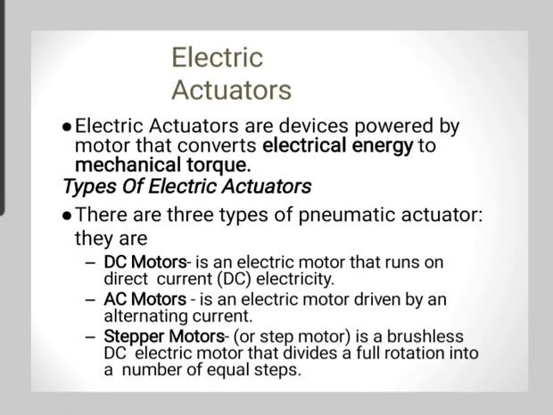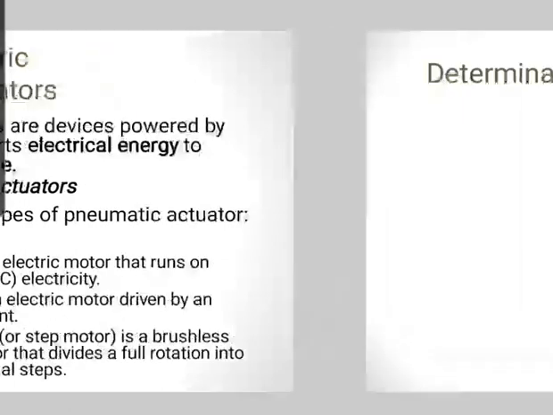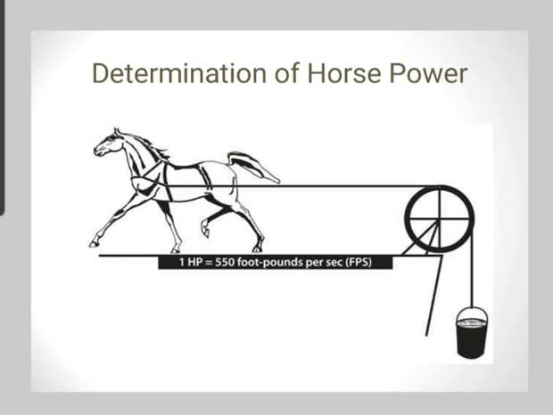DC motor means it is an electric motor which runs on direct current. AC means it is driven by alternating current, and stepper means it is a brushless DC electric motor which divides a full rotation into a number of equal steps. So this diagram shows the determination of horsepower. 1 horsepower is 550 foot-pounds per second.